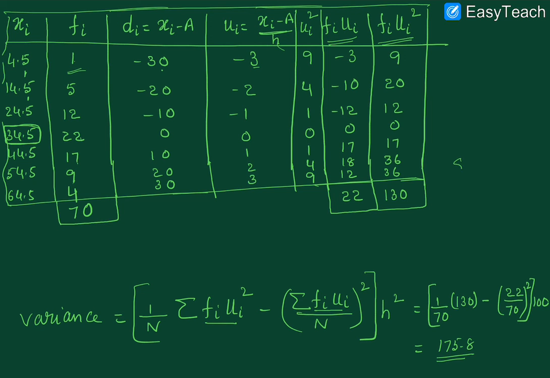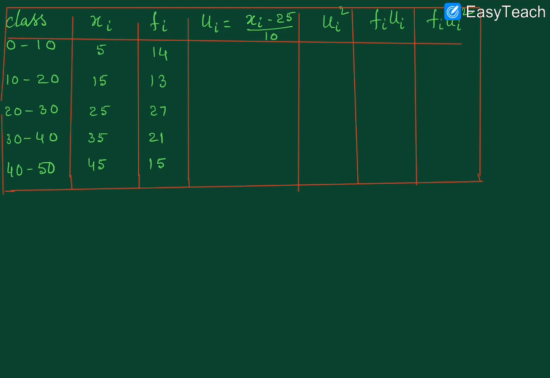But we have to find out the standard deviation. Standard deviation is nothing but square root of variance. That's why square root of 175.8, that is standard deviation calculation for a discrete frequency distribution. Okay, right. Another question I am discussing here in case of continuous frequency distribution.